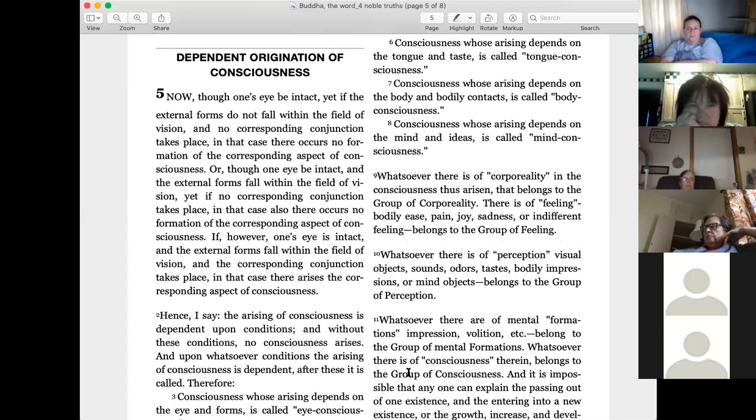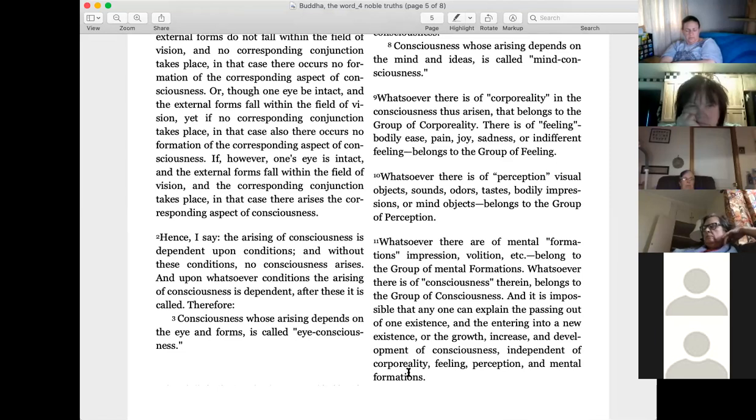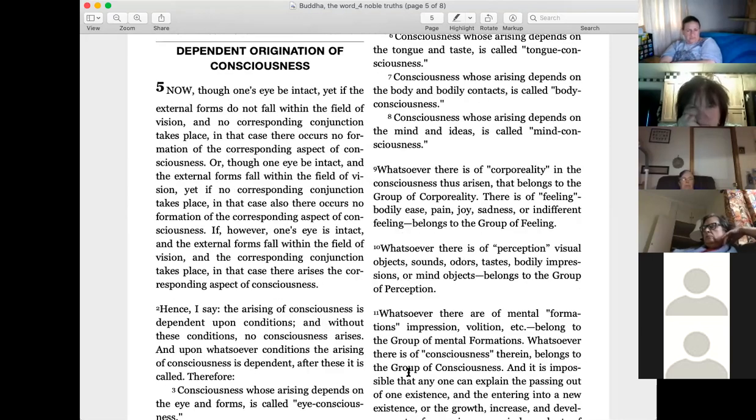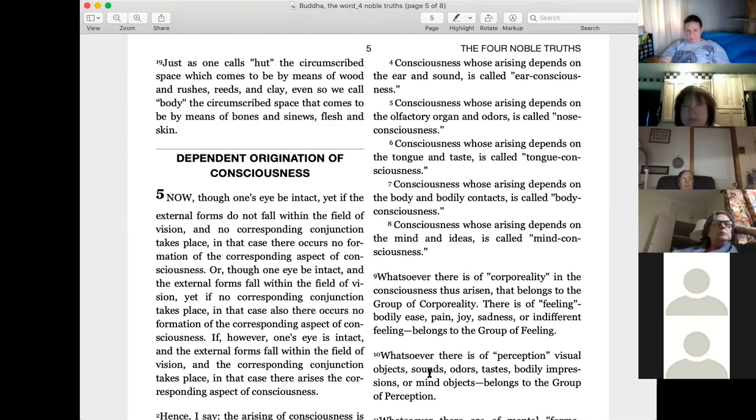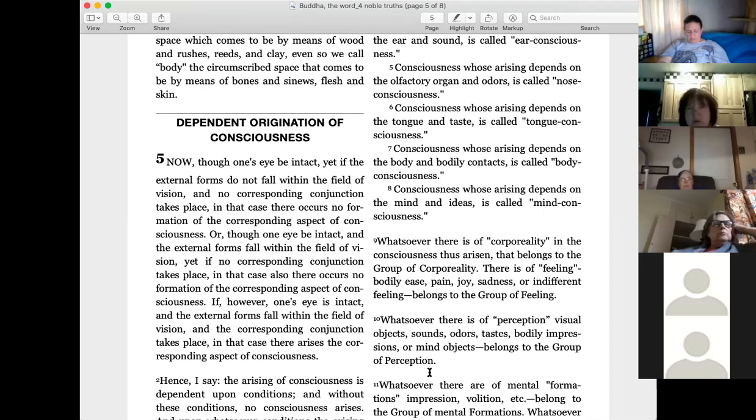And so he goes through and he explains for each of them that, for the eye, the consciousness that arises depends on the eye and the forms, and we call that eye consciousness. And just like the ear corresponds with sound, and we call that ear consciousness. And continuing all the way down with all of our organs, including our brain. We have mind consciousness because the brain interacts with our experience either externally or internally, and then we have that experience and we call that the mind consciousness.